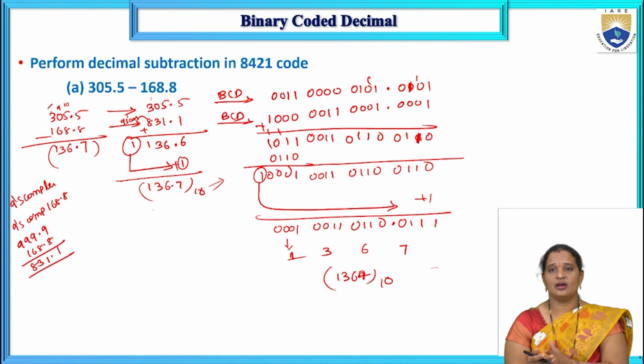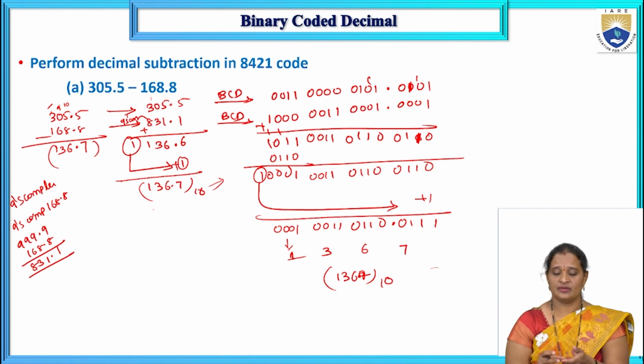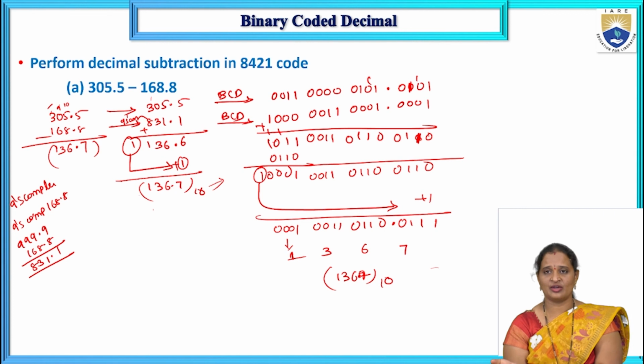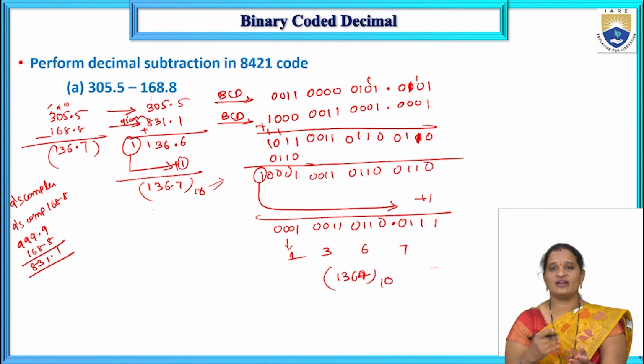So this is about binary codes, that is weighted codes, non-weighted codes, and what is XS3 code, gray code, and how to get the gray code from the binary and how to get a binary code from the gray code. And we have seen BCD arithmetic operations, how to perform BCD addition and BCD subtraction. Using complements also we have seen. I hope it is clear to you all. That's all for this lecture.